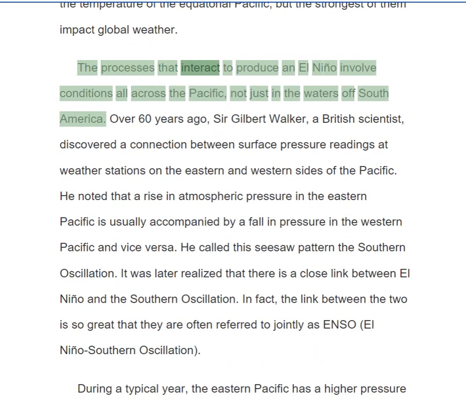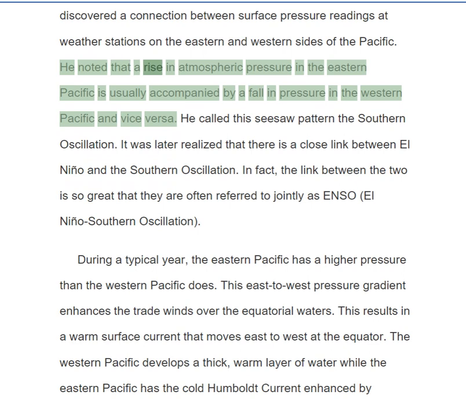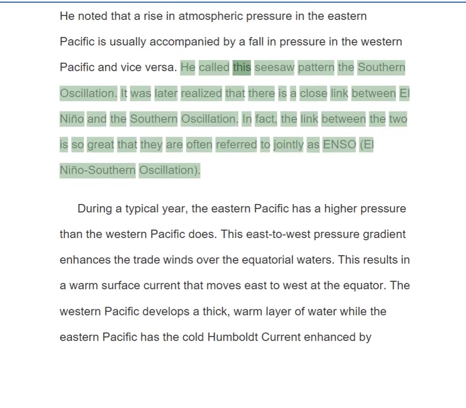The processes that interact to produce an El Niño involve conditions all across the Pacific, not just in the waters off South America. Over 60 years ago, Sir Gilbert Walker, a British scientist, discovered a connection between surface pressure readings at weather stations on the eastern and western sides of the Pacific. He noted that a rise in atmospheric pressure in the eastern Pacific is usually accompanied by a fall in pressure in the western Pacific and vice versa. He called this seesaw pattern the Southern Oscillation.